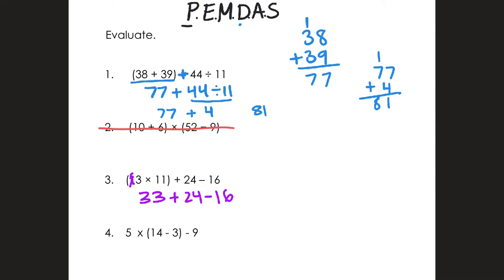Then I need to do addition first because it appears first when I'm reading it from left to right. So 33 plus 24 is 57 minus 16. And my answer is 41.